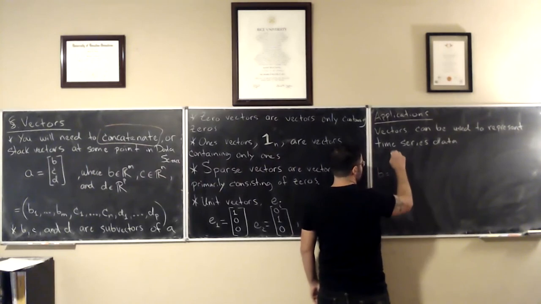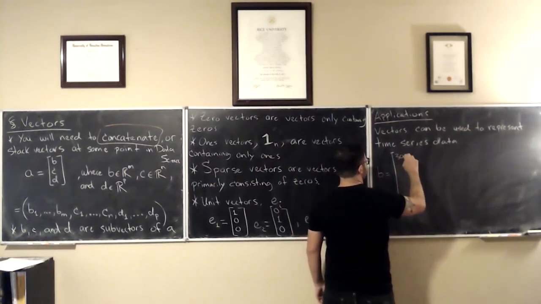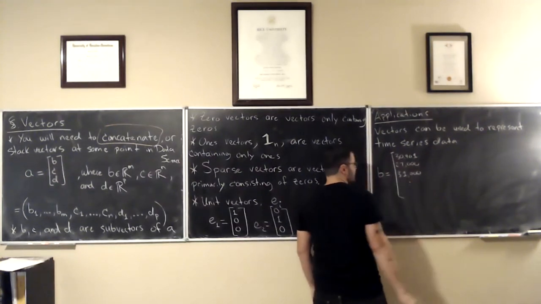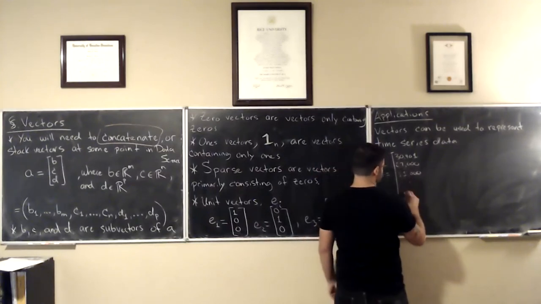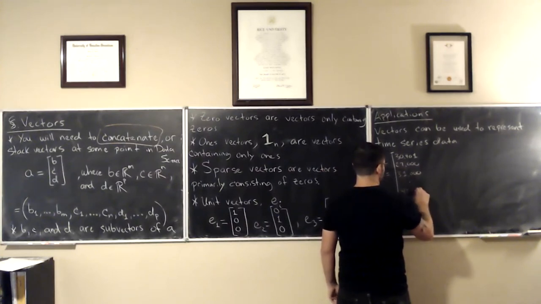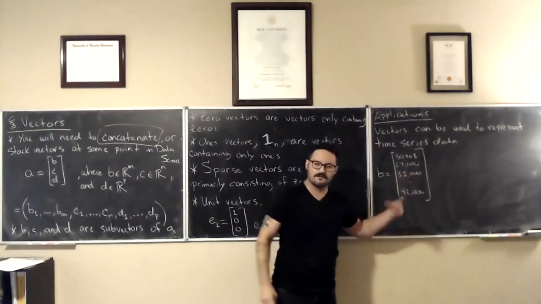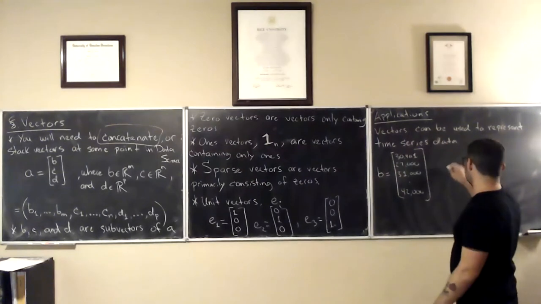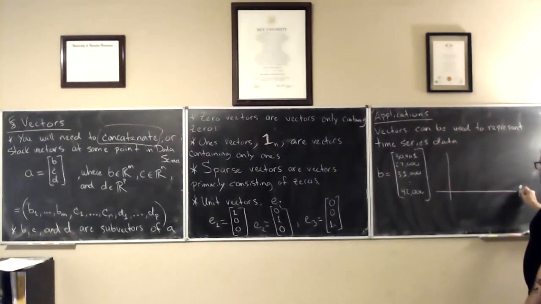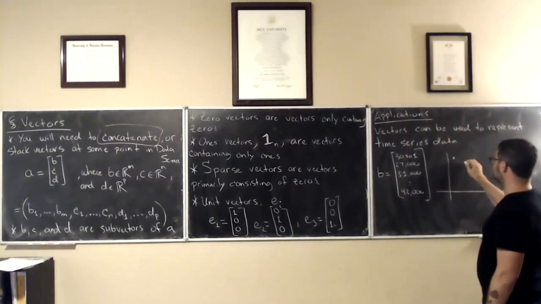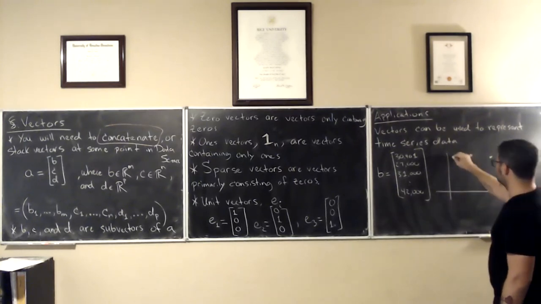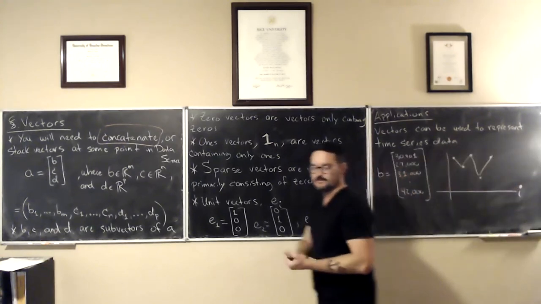So maybe I'll say b. It could be like 3401, 27,000, maybe 31,000, dot dot dot. Suppose it has 24 entries for a day. Maybe it ends on like 42,000 or something. So this would be the first hour of the day, second hour of the day, third hour of the day, however you're measuring it. And these are the prices. So this is time series data. Then you could plot this, where the ith entry of your vector is the price, and you get something that looks like that. And these vectors represent that data.